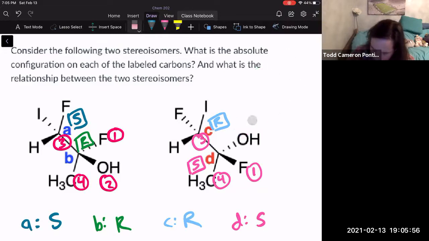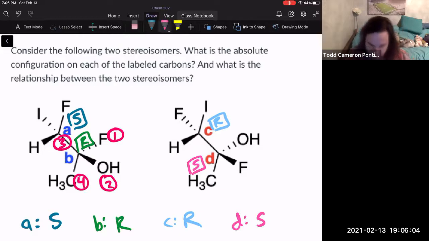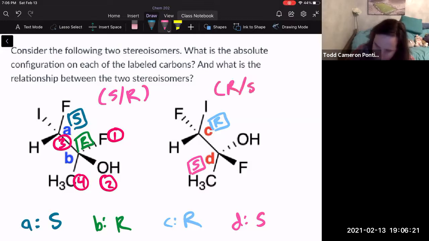Okay, and now the last part of the question is, how are these two molecules related to each other? So if we look at the first one, A is S and B is R, so I'm just going to write this out. So this is S and R. Whereas on our second molecule, it is R and S. Okay, so we've changed the stereochemical identity at both carbons, at both stereocenters. Anytime you change all of the stereocenters from R to S or S to R, you are looking at the enantiomer. Unless it's a perfectly symmetrical molecule, and then you have these things called meso compounds, but we're not going to deal with that in this class. So if you flip all stereocenters, then you get the enantiomer.